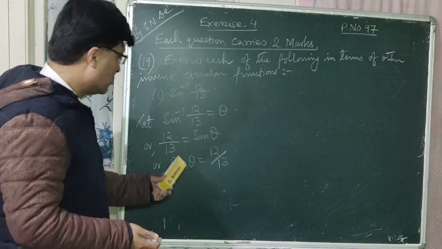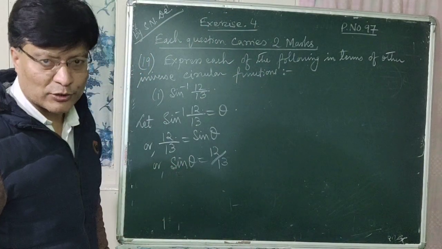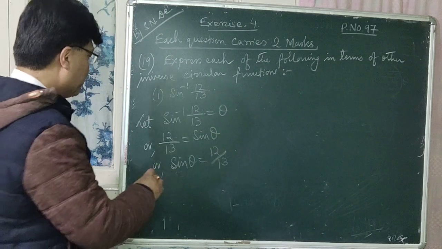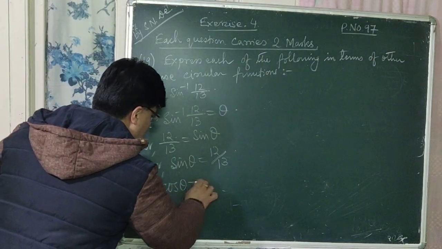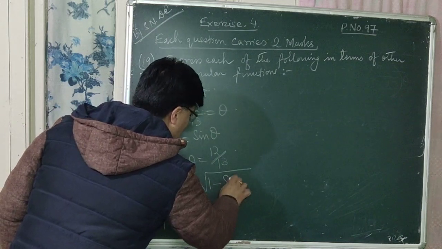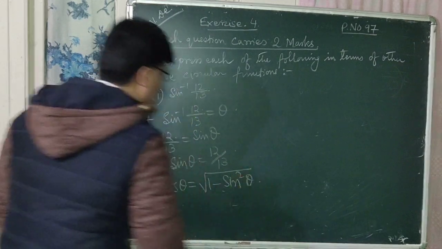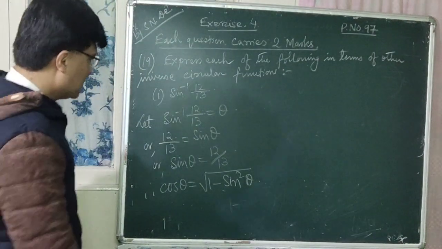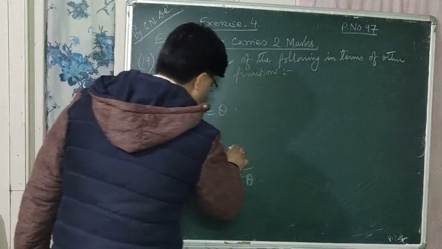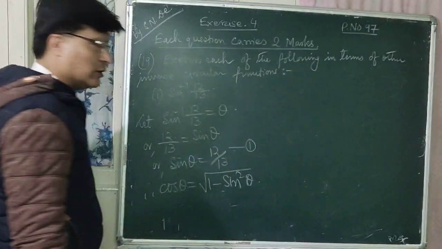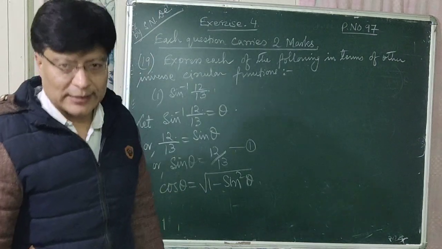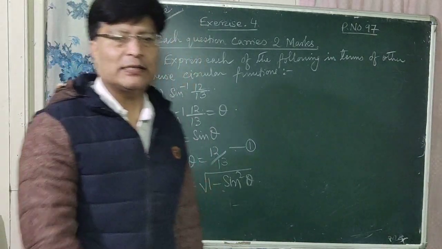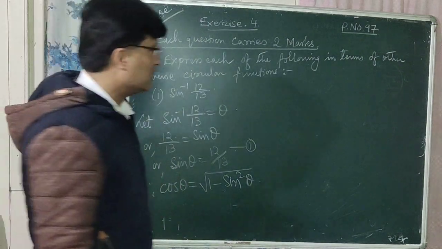From this sin theta we can find the value of cos theta. But you should know the formula. So what is cos theta in terms of sine? Cos theta is equal to root over 1 minus sine square theta, isn't it? Let us mark it number 1. So using cos theta is equal to root over 1 minus sine square theta, you can get the value for cos theta.